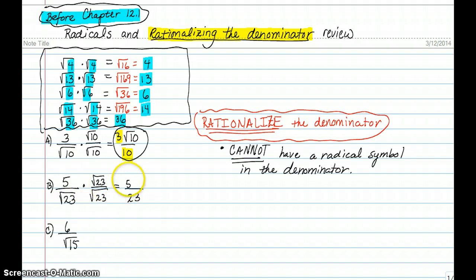So it's 5 times the square root of 23. And again, you're looking at this 5 and this 23 to see if it can be simplified. It can't. So this is the simplest form of that rationalized radical expression. Again, we've now eliminated the radical symbol in the denominator.